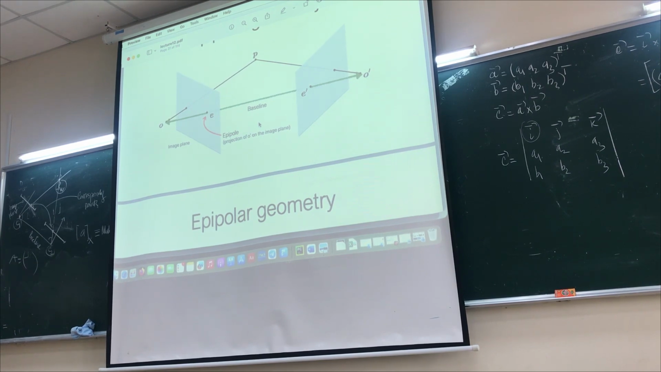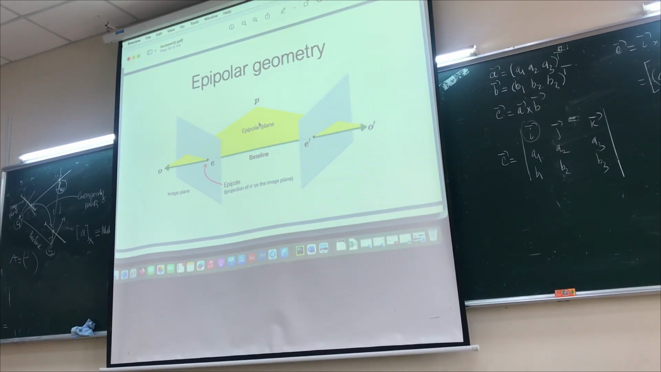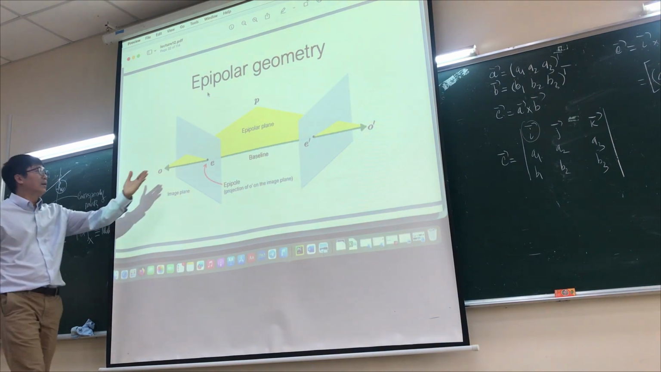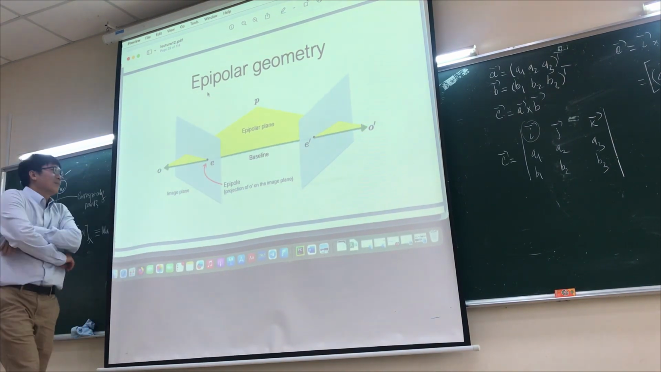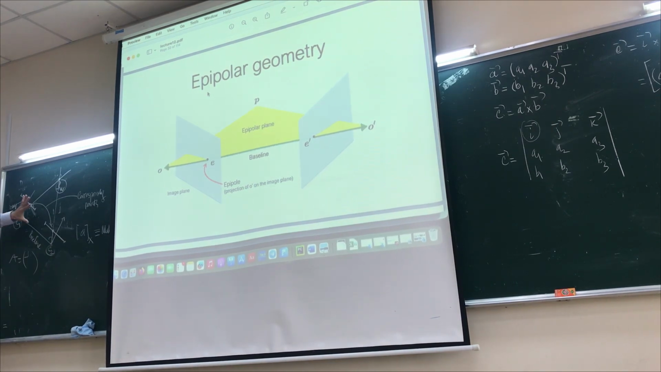Center, baseline, image plane, the intersection we call e1. Concept only. Then we have the epipolar plane. Here. Then that is actually the epipolar plane. There.